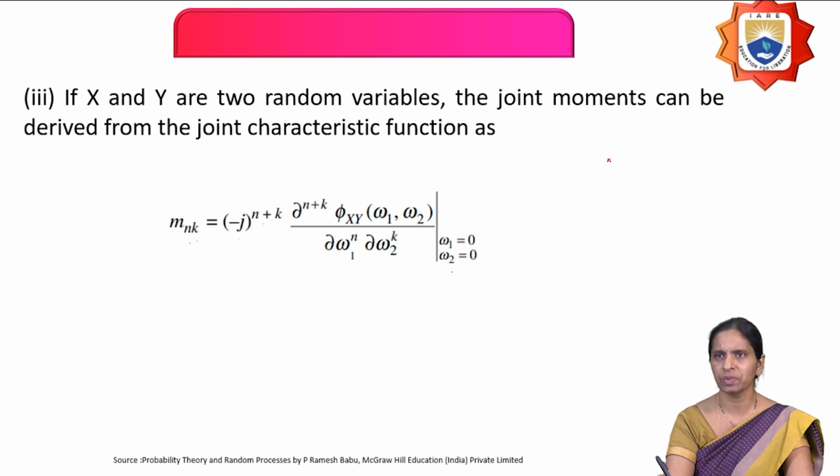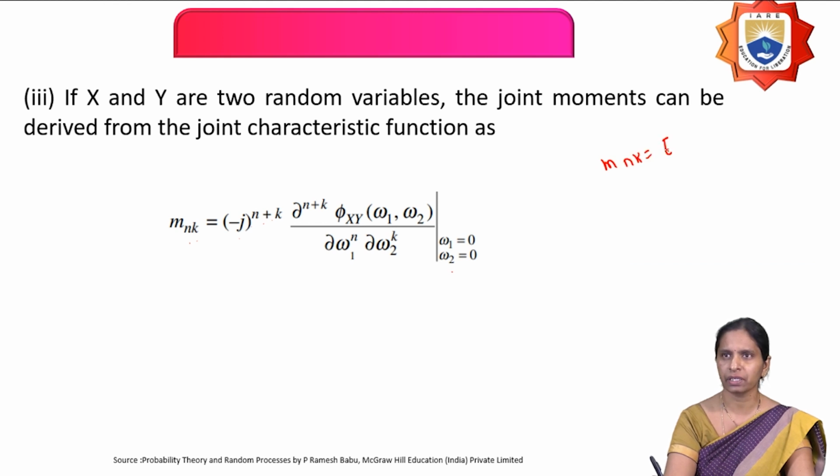So what are the joint moments about the origin? You have seen m n k is equal to the expectation of x minus x bar power n, which with x bar equal to 0 is nothing but x power n. Similarly, y minus y bar power k, where y bar here is 0. Therefore, the expectation of x power n into y power k is called the joint moments about the origin. This we already discussed in the previous lecture.